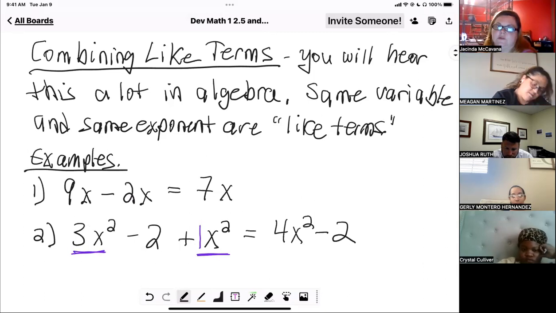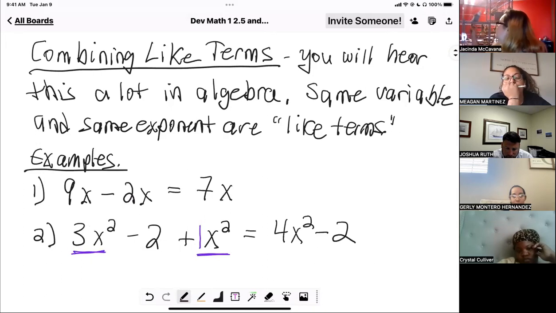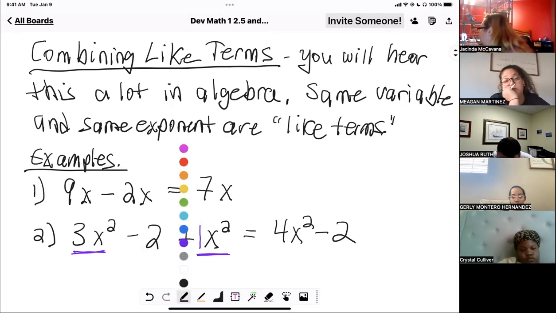So you wouldn't combine the exponents to make it like 4? We're not multiplying. No. It's almost like saying I have 3x squared, and I'm adding 1 more x squared. So I only have 4 of them, 4x squared. You'll see that when we get to multiplying, when we start talking about that.